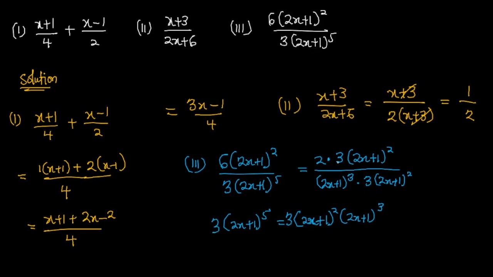So from here, I can see that this and this are the same, so I can go ahead and cancel them. Once these cancel each other out, we are left with 2 at the top, and then I have (2x + 1) all cubed at the bottom as the answer for the last expression.